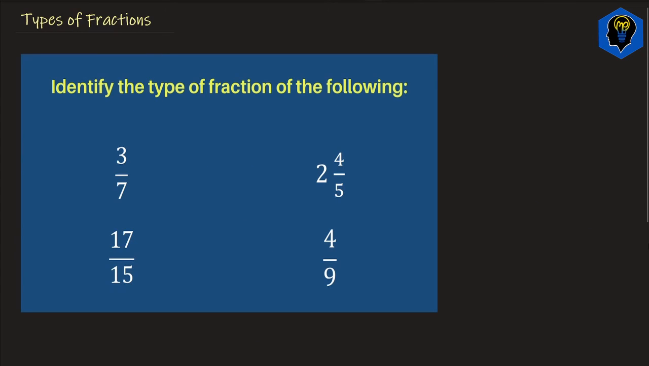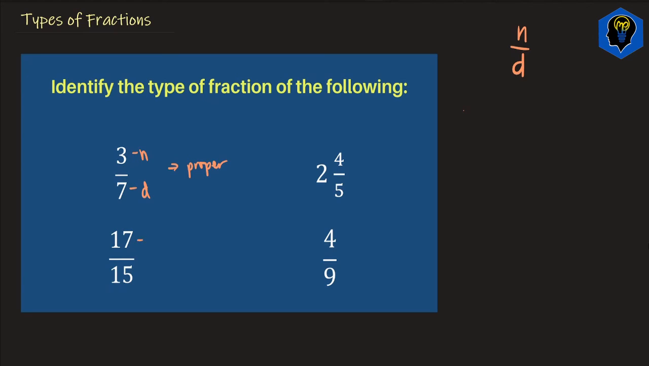Okay, so here we are asked to identify the type of fraction of the following. So again, remember, parts of the fraction, numerator over denominator. Okay? So again, tingnan natin. Here, the numerator is 3. The denominator is 7. So you can see here that the numerator is less than the denominator. So the type of fraction here is proper fraction.